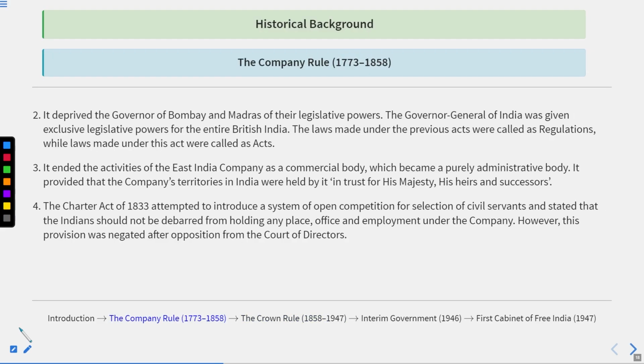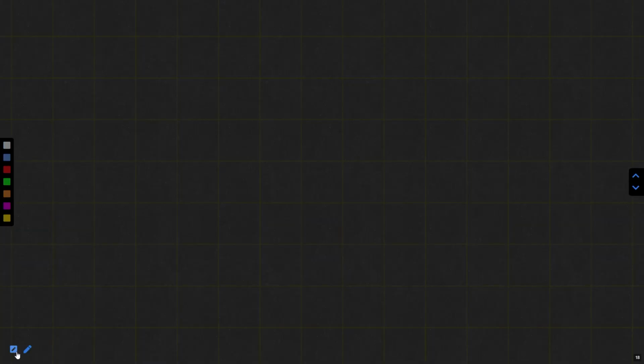It deprived the governors of Bombay and Madras of their legislative powers. The Governor General of India was given exclusive legislative powers for the entire British India. The laws made under the previous act were called regulations, while laws made under this act were called acts.